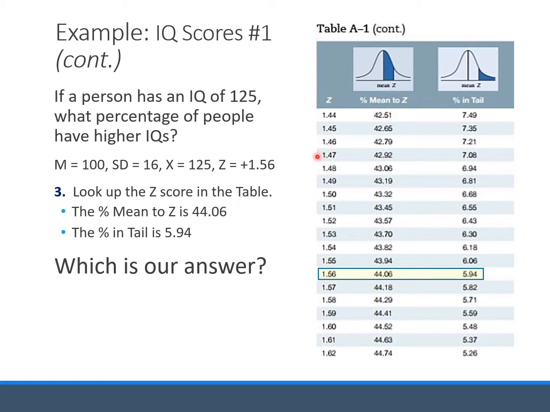Now the next part, I need to look up this z-score that we calculated, 1.56, in the table. If you have the physical book, this table is in the back of the book, in the appendix.